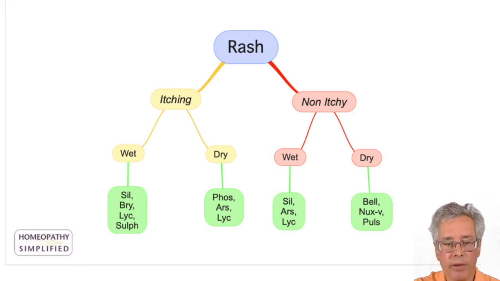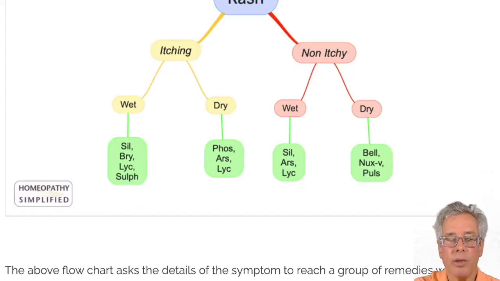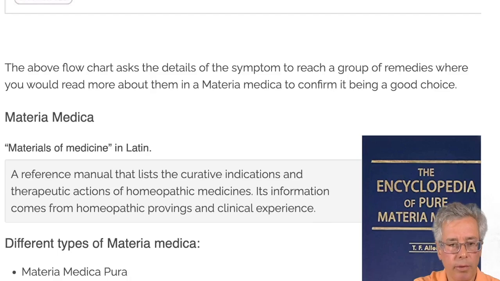And so if it's itchy, wet, and we can see a group of remedies for which we could then research to choose the most specific one. And vice versa. If it's non-itchy and dry, there's a group of remedies that we might look at to choose the remedy. So that can be a very helpful process.